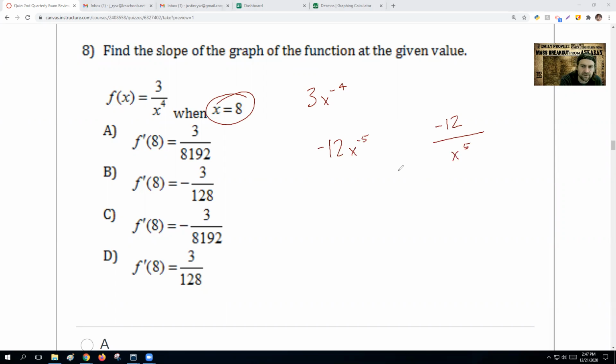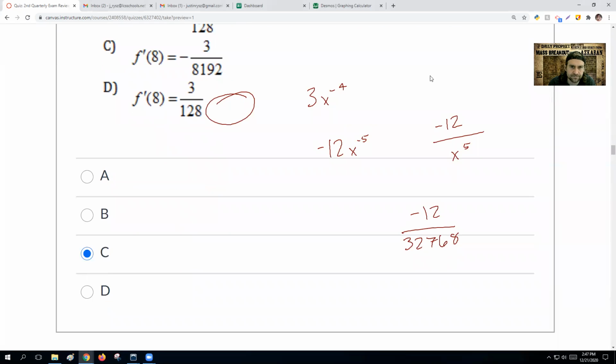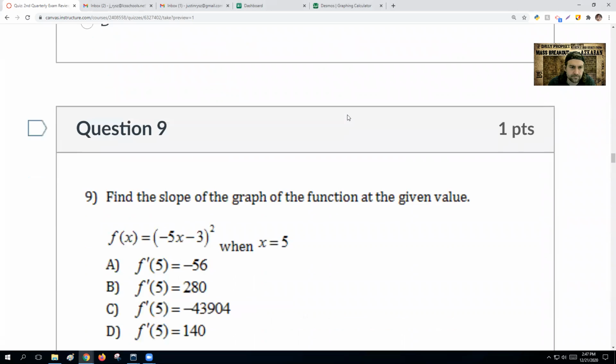All right, so whatever 8 to the 5th power is, looking at my calculator, is negative 12 over 32,768. I'm going to see if that reduces. So negative 12 divided by that comes out a weird decimal. I'll press math, enter, enter on my calculator, and that is choice C, negative 3 over 8192.